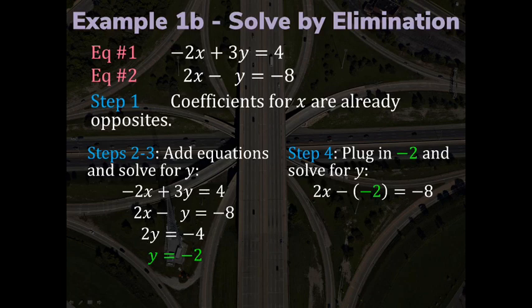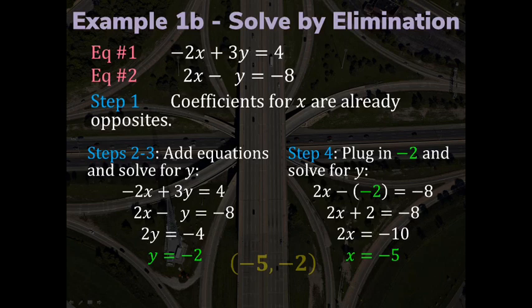So that should say solve for x. 2x minus y equals negative 8, so 2x minus negative 2 equals negative 8. I'm using the second equation. So minus negative 2 becomes 2x plus 2 equals negative 8. Subtract 2 from both sides, you get 2x equals negative 10. Divide both sides by 2, you get x is negative 5. So again, you write your answer as an ordered pair, (negative 5, negative 2).